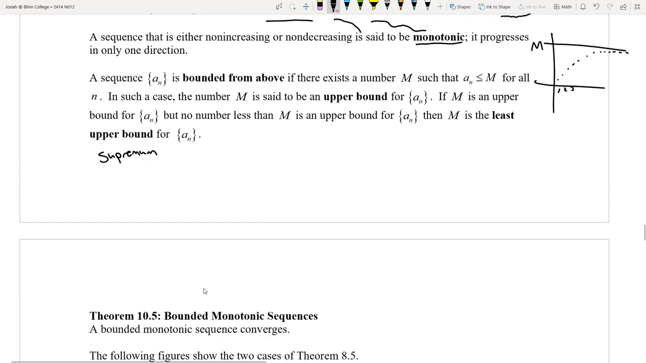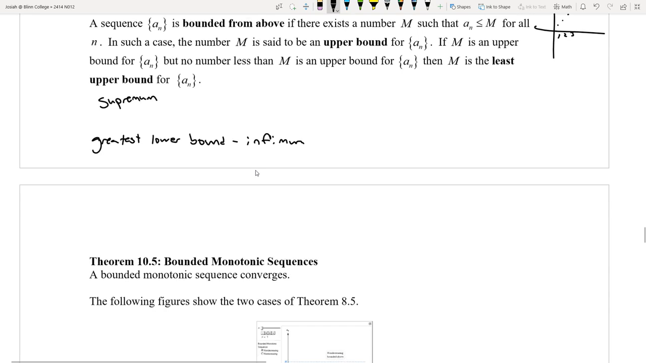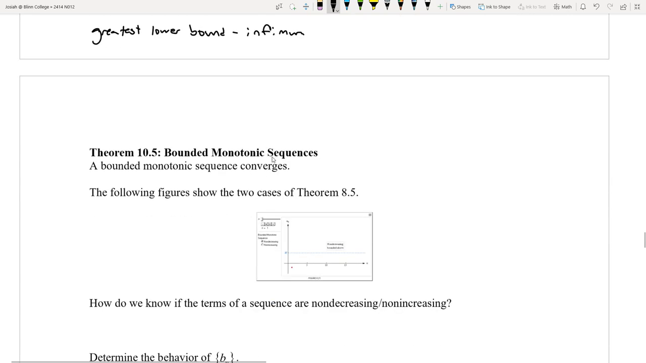There's a similar idea for being bounded from below, and it's if there's a floor. And there's likewise a greatest lower bound. And that's going to be called an infimum. It's got a similar importance to the supremum. But regardless, the monotonic and the bounded are the two pieces that we need for the monotonic convergence theorem. A bounded monotonic sequence converges.